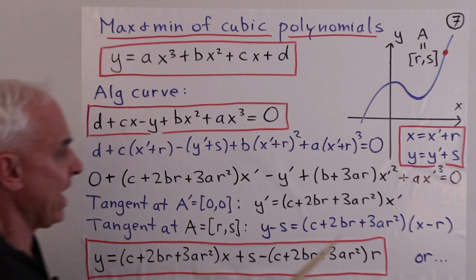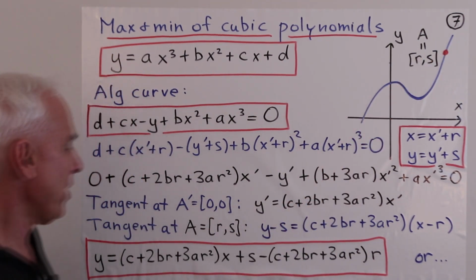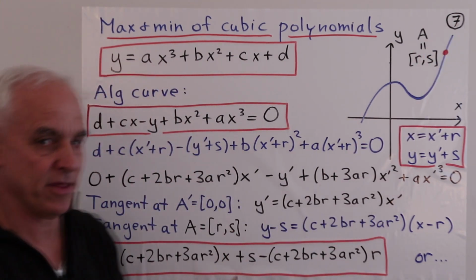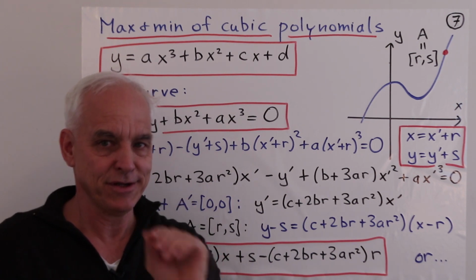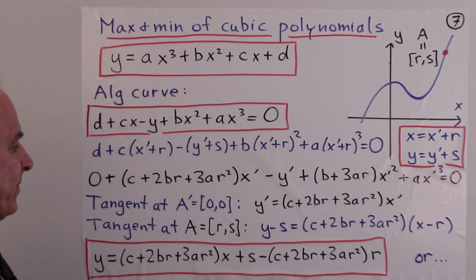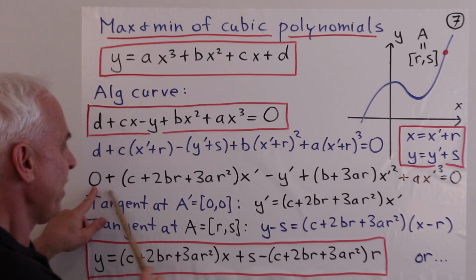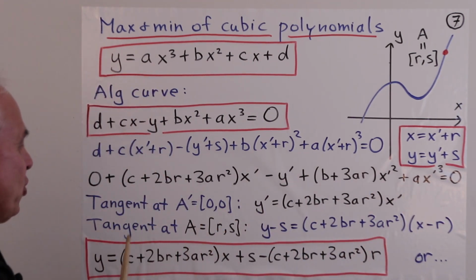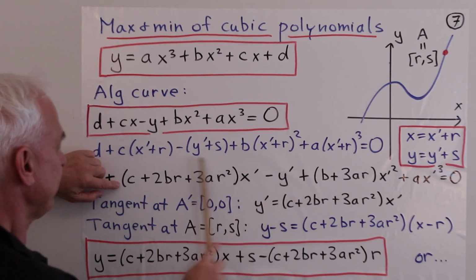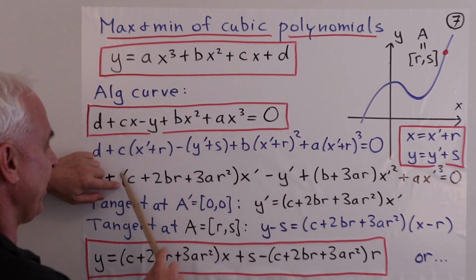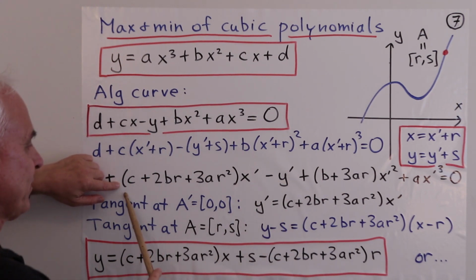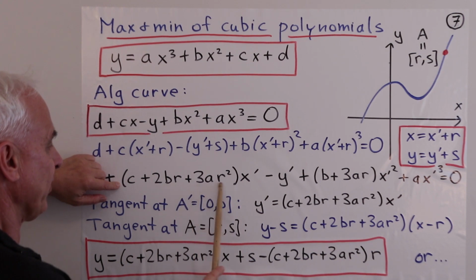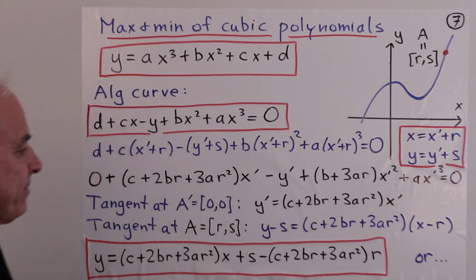And if we're interested in the tangent at this point here, well now this point is now replaced with 0, 0. We're in the place of having a grounded cubic now. And so we can read off the tangent just by reading off what the linear terms are, just this part right here. Those are the linear terms in this new cubic. So if we rewrite it, we get y prime equals c plus 2br plus 3ar squared times x prime.